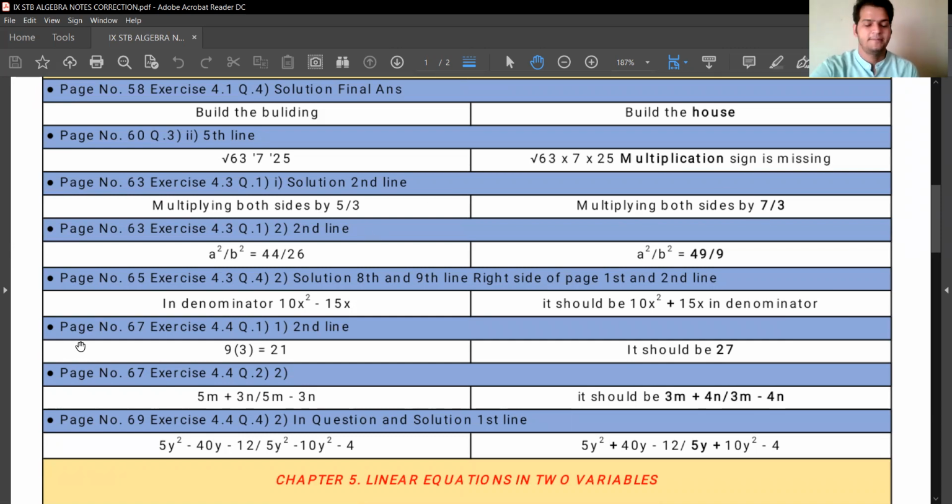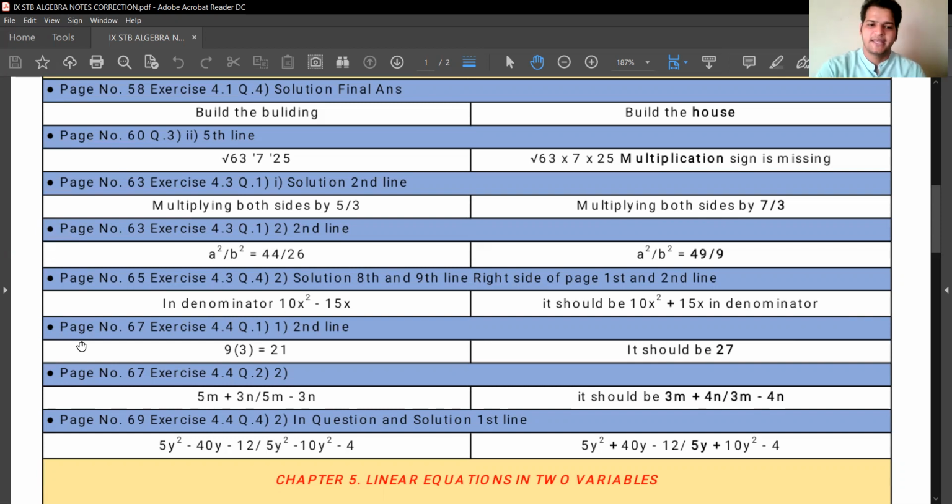Coming to the next part, page number 67. Exercise number 4.4, question number 1, first sub question in that second line. 9 into 3 is printed as 21, whereas we all know that 9 into 3 is 27. So kindly rectify that. 9 into 3 is 21, which should be 9 into 3 is equals to 27.